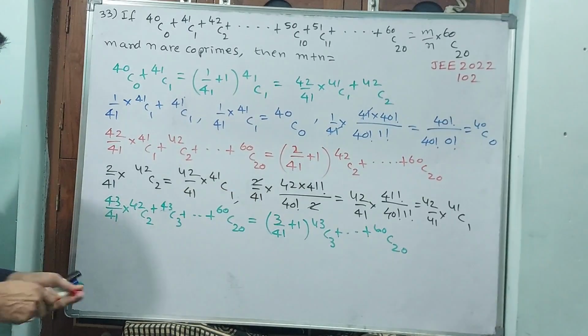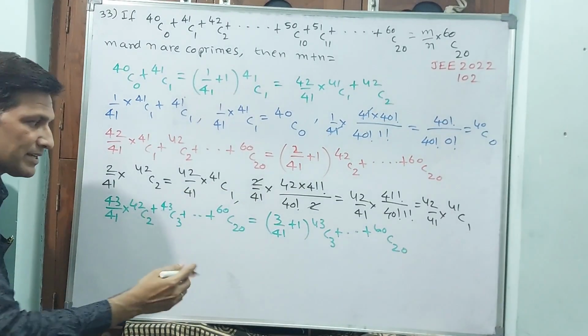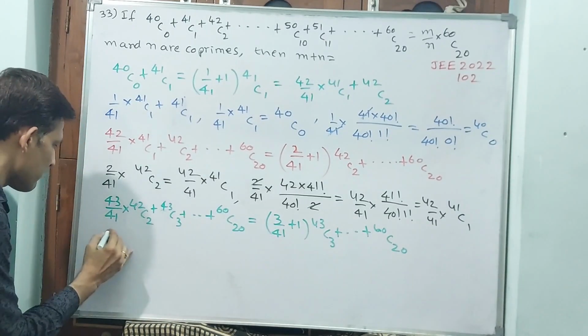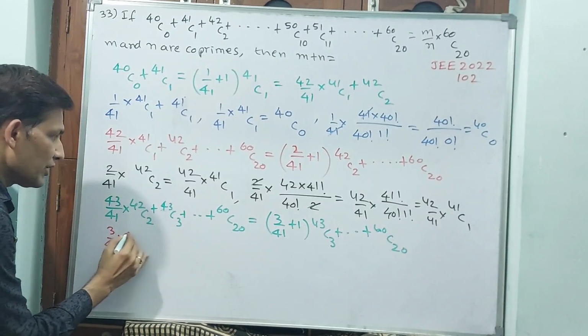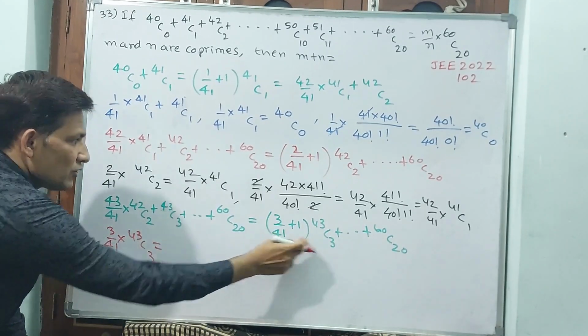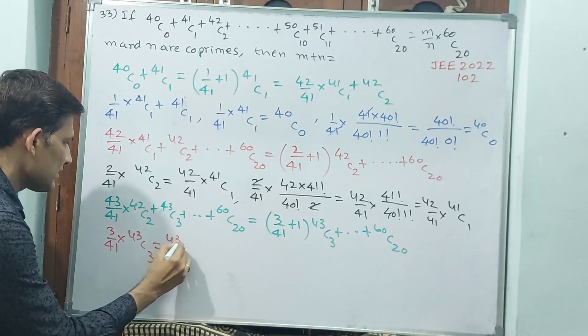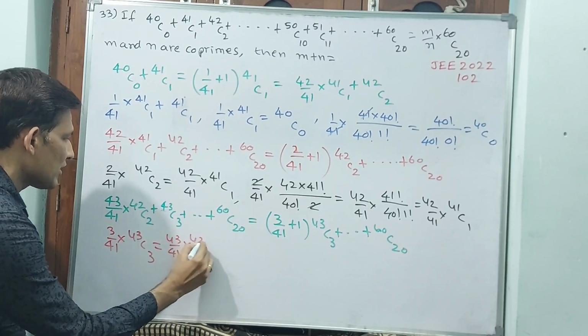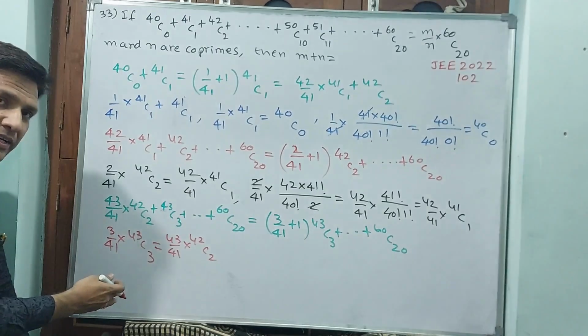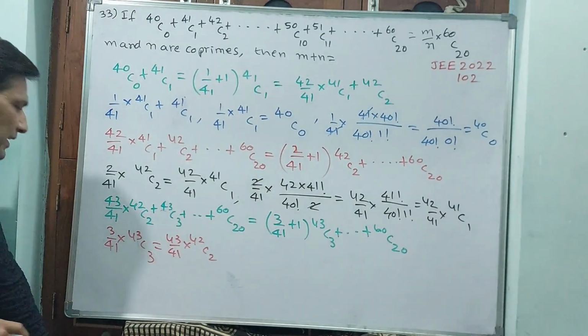This also we will prove. See what will happen here. 43C3 is already there with 1 into, but we have to prove that 3 by 41 into 43C3 should be equal to this one, 43 by 41 into 42C2. This we have to prove. If we prove this, automatically our algorithm is correct.